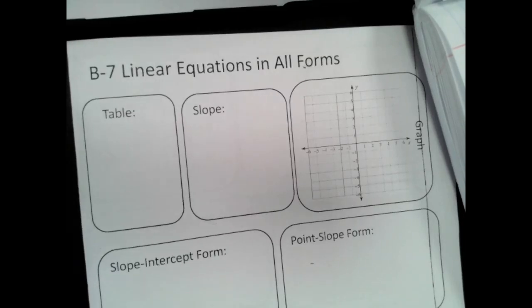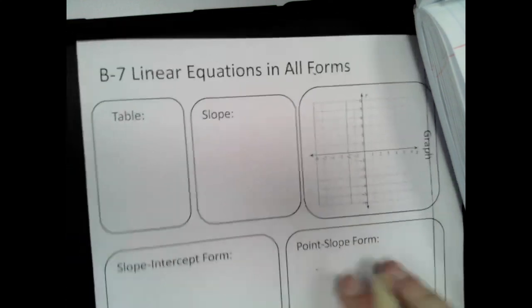1, 2, 3, 4, 5, 6, 7 steps per each one. Okay, so we're going to start with table.